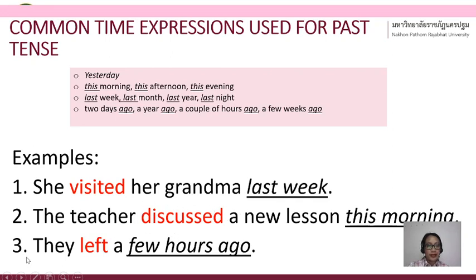Number 3 example: They left a few hours ago. Few hours ago, remember, is a common time expression of the past simple tense. Left is an irregular form of the verb, and the subject is they. So those are common time expressions that are also used for the simple past tense.